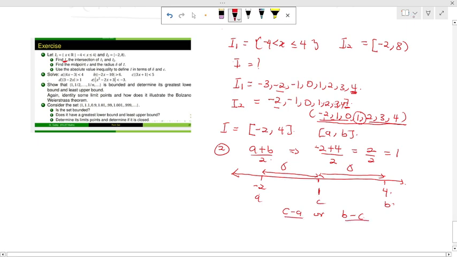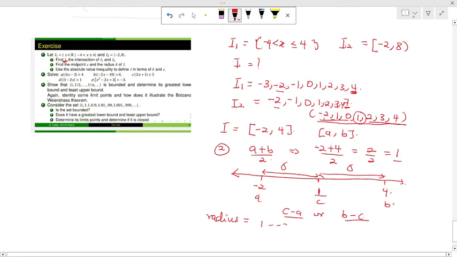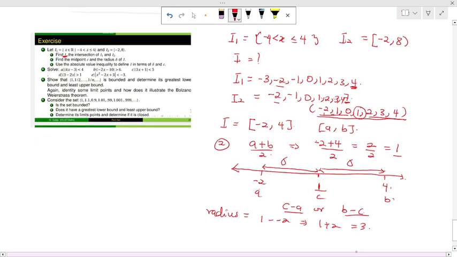So if you want to find our radius, our radius is simply going to give us C minus A. My C is 1, because my midpoint was 1. So 1 minus -2, giving me 1 plus 2, and that will give us 3. So our radius is 3. In another way, you can also say 4 minus 1, and that is also 3. So this is how we solve the simple intersection, midpoint, and radius problem.